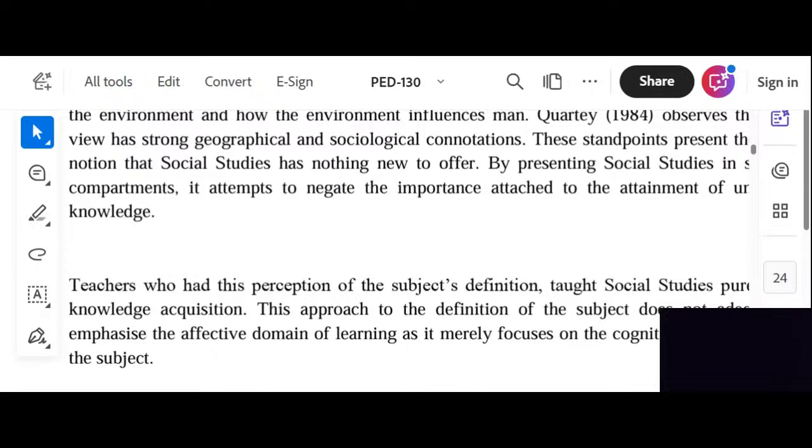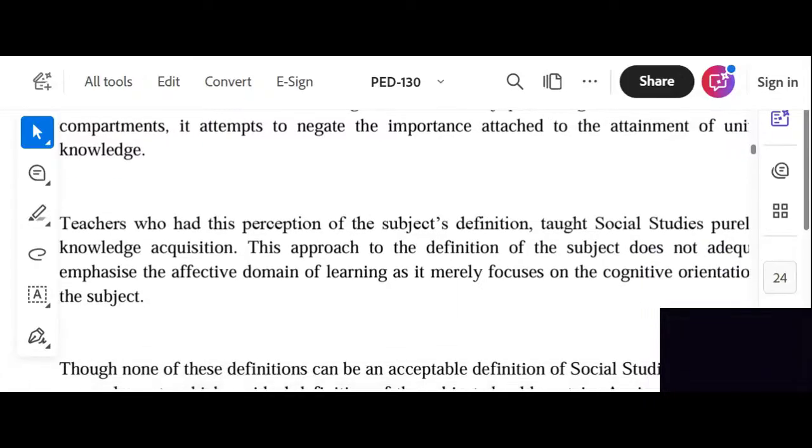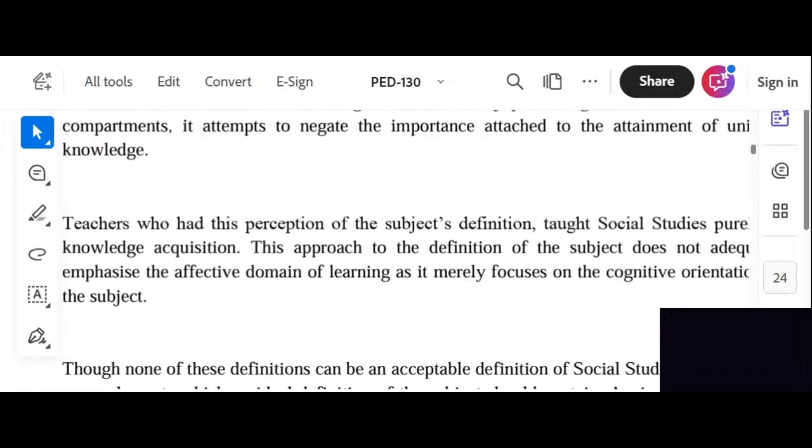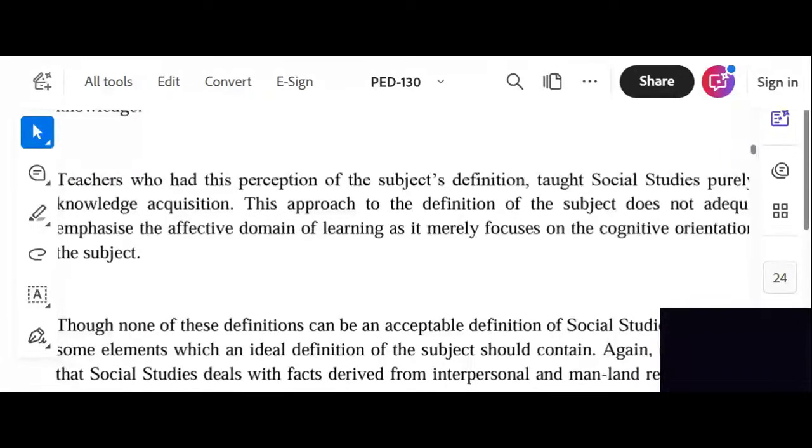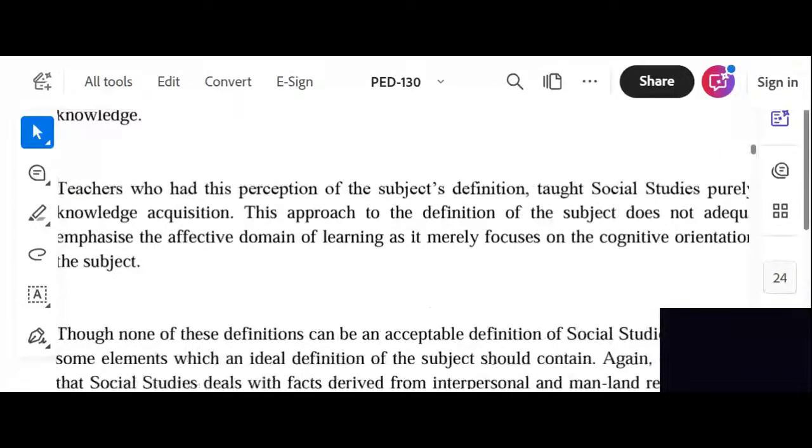The first one says it is amalgamation of the knowledge of art and social sciences. The second one says the study of man and his physical environment, the relationship between the man and the physical environment. Now, teachers who had this perception of the subject's definition, they taught social studies purely for knowledge acquisition, just for the student to know. That is the only thing those type of teachers are teaching social studies from.